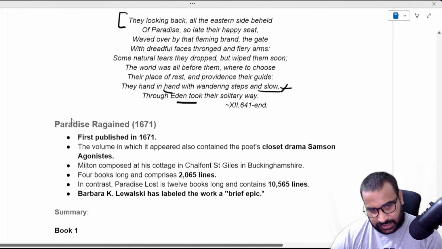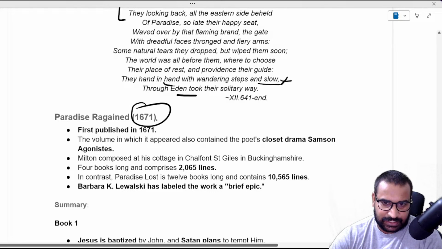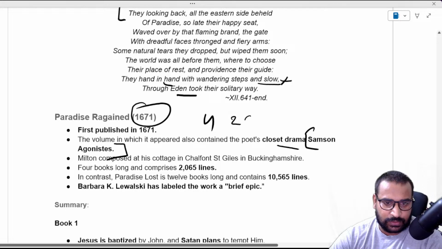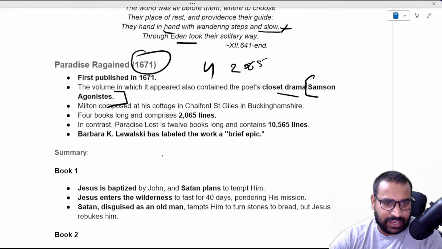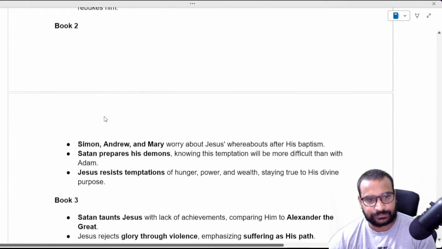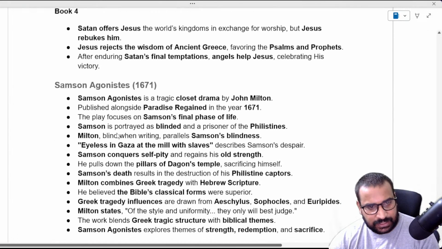So, Paradise Lost is done, quite a lot, but in Paradise Regained, you should know the date, only that they're asking. And about that closet drama, Samson Agonistes, that you should know. Remember that this is divided into 4 books, a total of 2065 lines. And Barbara K. Lewalski has labeled this particular work as a brief epic. Some plots are there, but not much happened there.